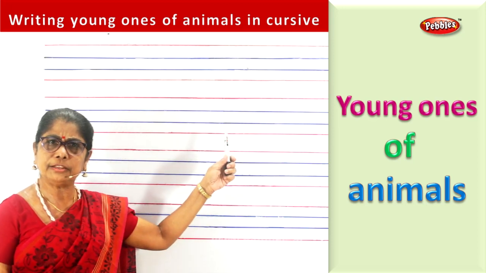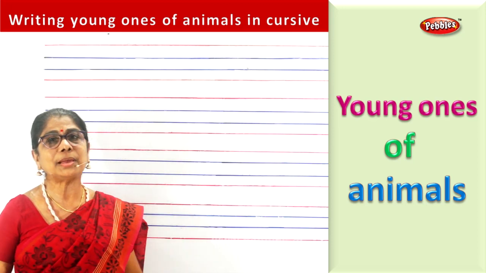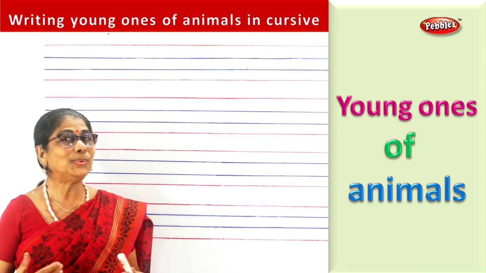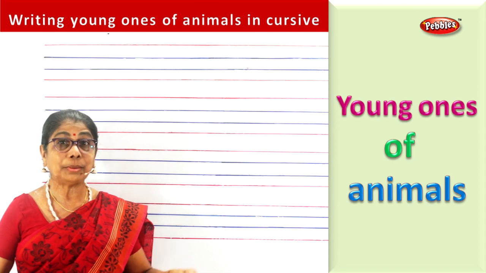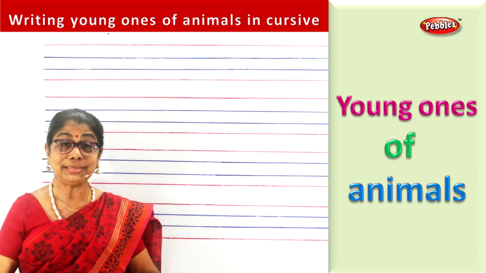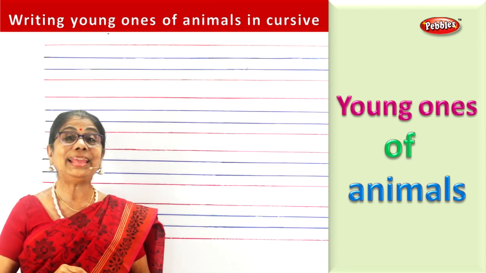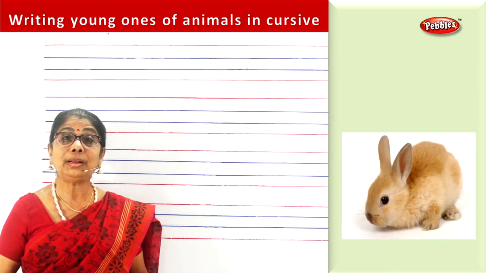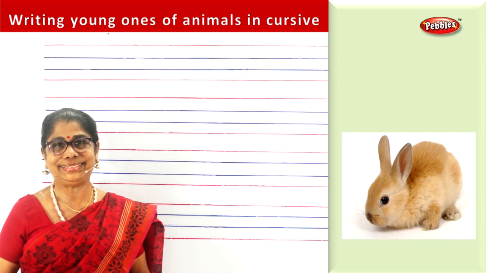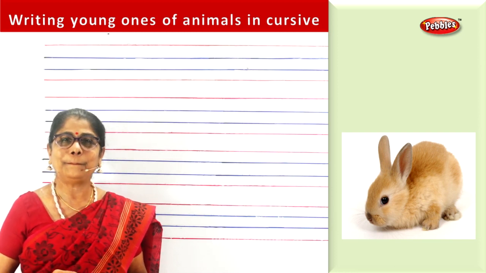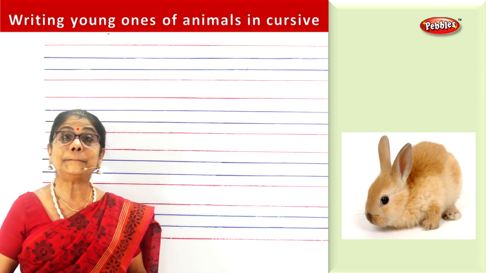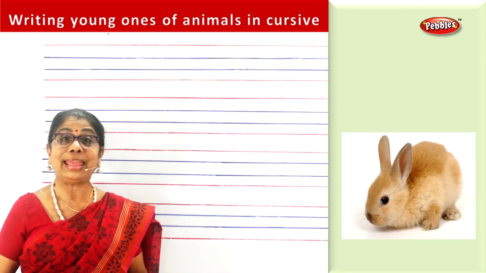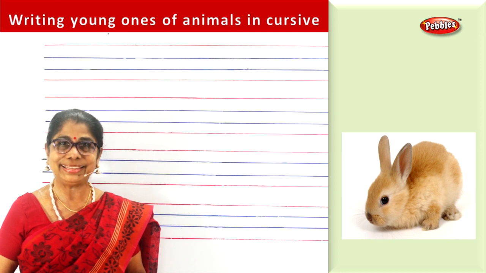To do a cursive, let's look at some young ones of animals. You love rabbits, big ears, the lovely little bunny tail. A baby rabbit we call bunny. Little baby rabbit is called bunny. How do you spell bunny? B-U-N-N-Y. Bunny. Let's try.